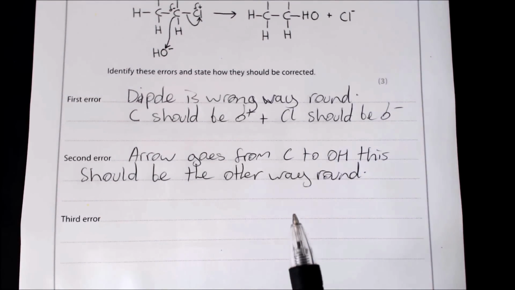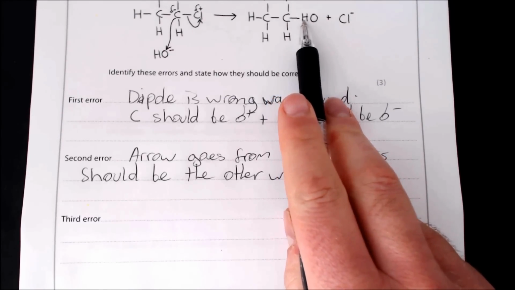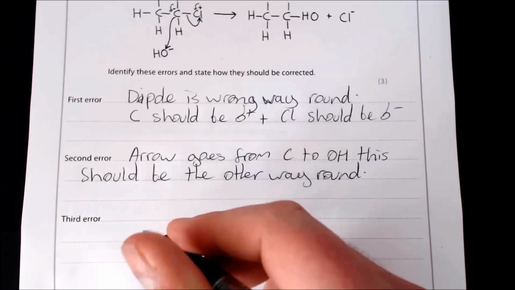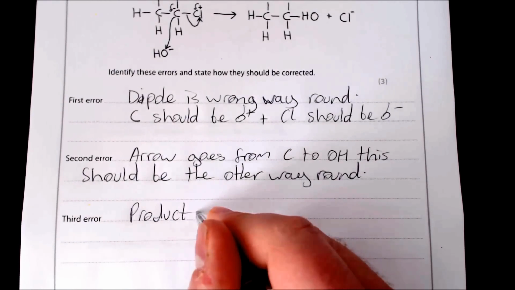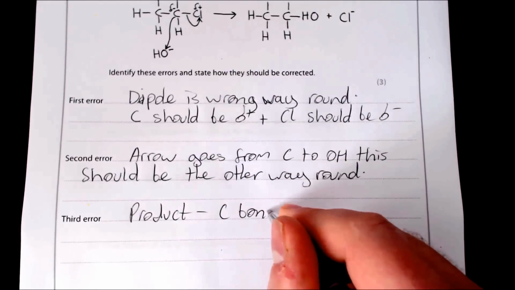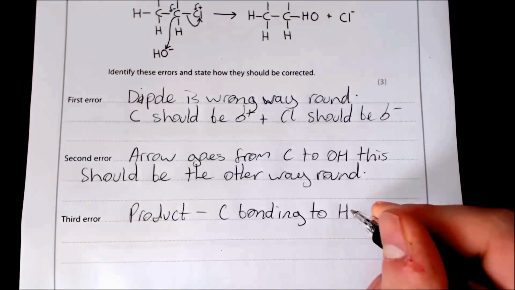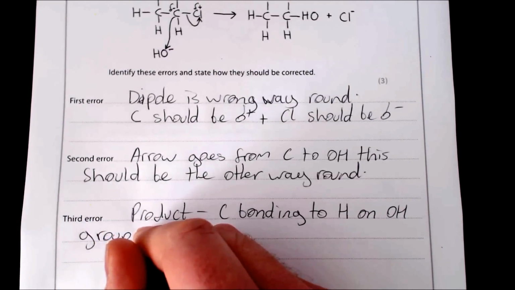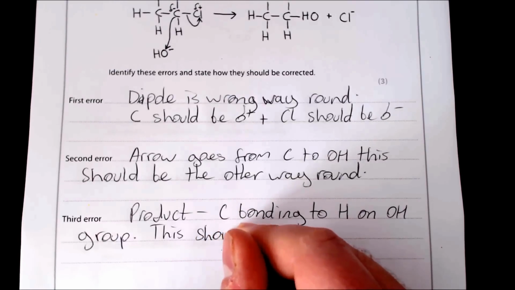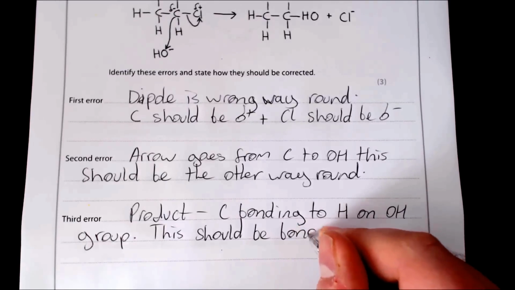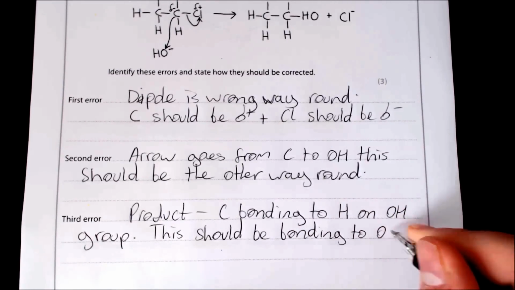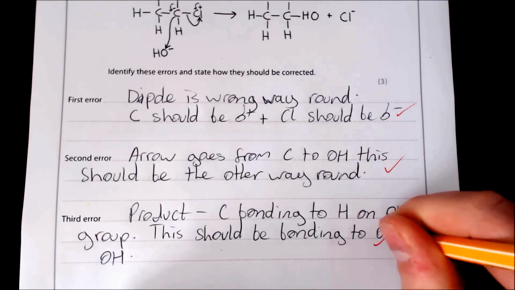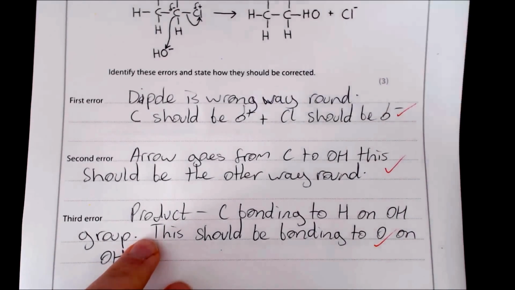And then the last mistake is if you look at this here, you can see that you've got a C and a H and an O. This really should be the other way around. That's not right. That bond should be bonded to the oxygen with the hydrogen on the outside. So this should be flipped around. So let's write that down on there. So we're looking at the product, and the error is this C is bonding to the hydrogen on the OH group, on the hydroxyl group. Okay, and what we should be saying is this should be bonding to oxygen on OH. Okay, so it's three marks for all that, so it's quite a bit. You get 1 mark for this, 1 mark for that, and 1 mark for that as well, so not too bad. Okay, right, on to the next part.